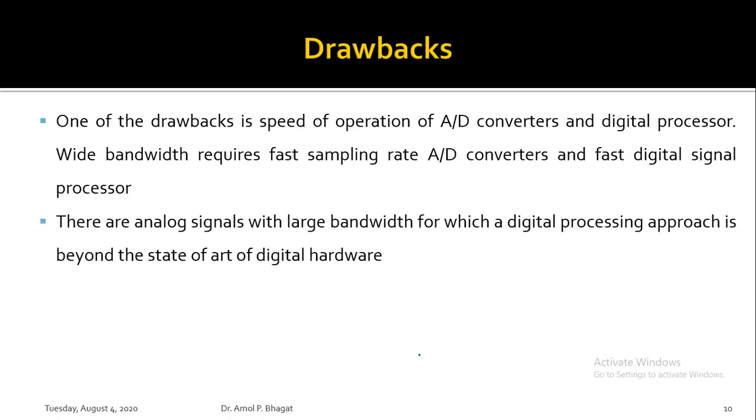So there are some analog signals with large bandwidth for which the digital processing approach is beyond the state of the art of digital hardware. That means there are certain analog signals for which the digital signal processing approach cannot be implemented. Okay, so these are some of the drawbacks of digital signal processing.